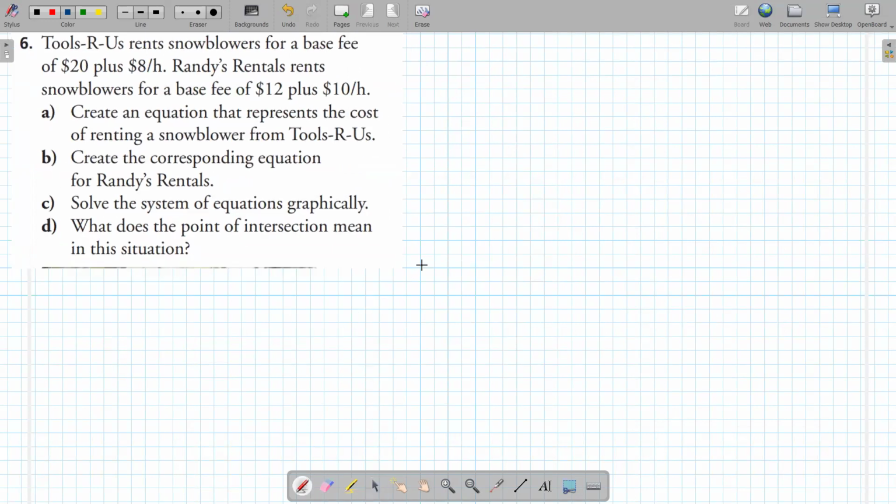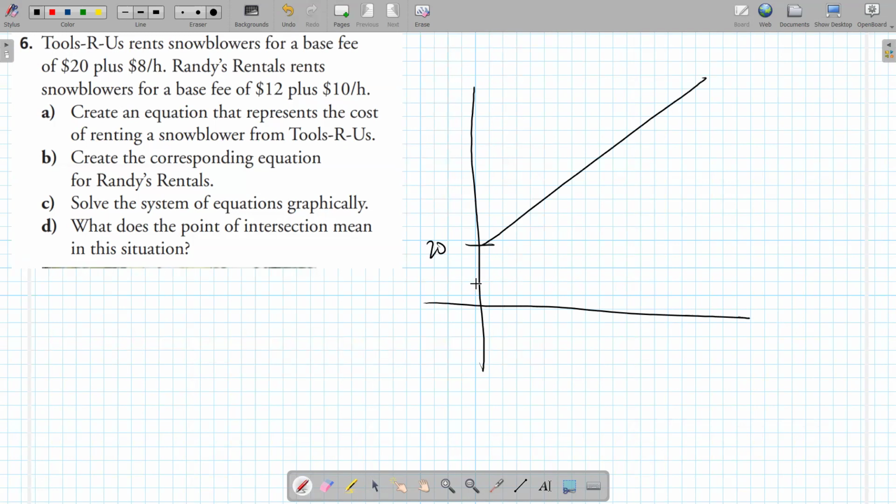So this is the same question basically. It's the exact same question, except now we're renting snowblowers. The first one has 20, the slope is 8. The next one has 12, but the slope is 10, right? So this one is Tools R Us, and this one is Randy. It's the exact same question.